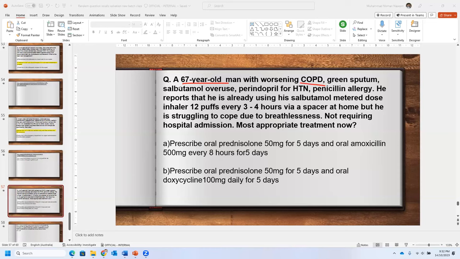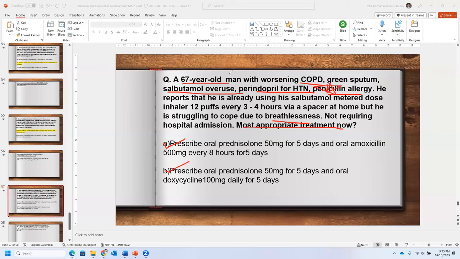A 67-year-old man, worsening COPD, green sputum, salbutamol overuse, perindopril for high blood pressure, penicillin allergy. He reports that he is already using his salbutamol metered dose inhaler, 12 puffs every 3 to 4 hours, through the spacer device at home. But he is struggling to cope because of the breathlessness. But he doesn't require a hospital admission yet because you have already triaged him. What is the most appropriate treatment you would start in the patient? Oral prednisolone with oral amoxicillin, or oral prednisolone with doxycycline?